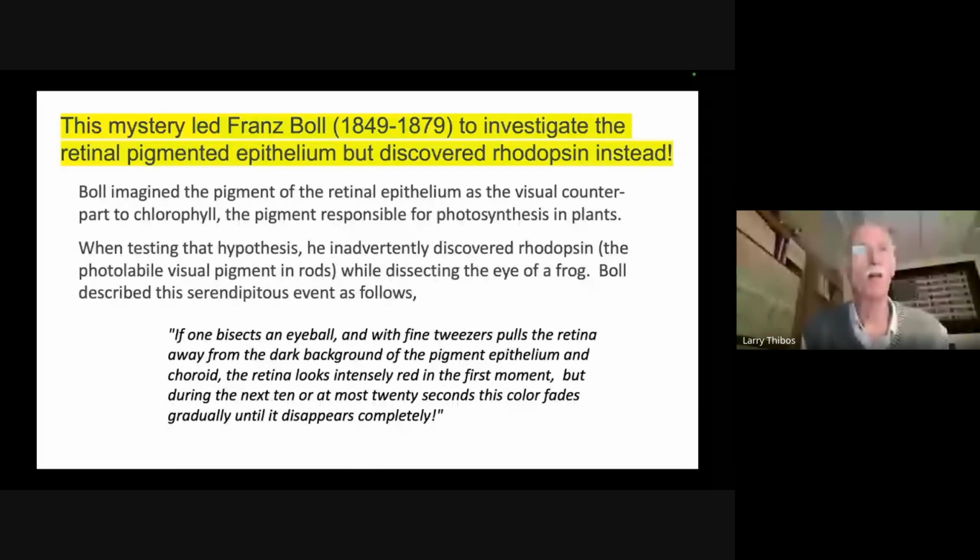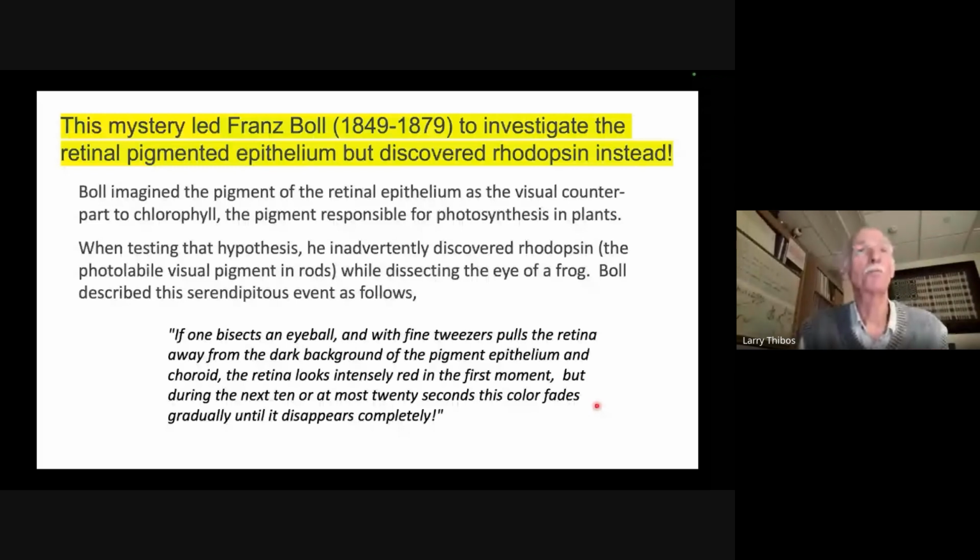Well, that central mystery led a young German scientist by the name of Franz Boll to investigate the retinal pigment epithelium as a possible alternative to rods and cones, because the pigment epithelium is in exactly the same place as the rods and the cones. They're right next to each other. So maybe those are the photoreceptors, because they have pigment. They can catch the light and turn it into a neural signal.